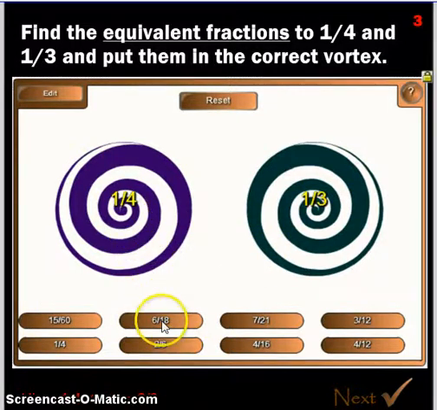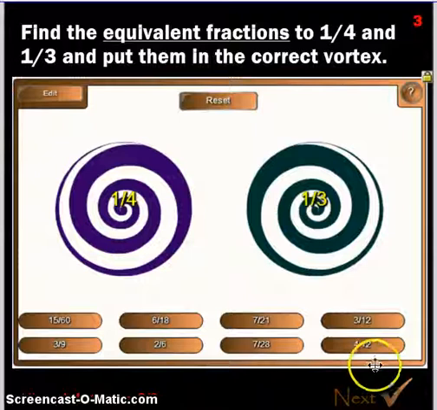For 1/4, say I dragged 2/6 by accident. Incorrect answers would be spun out and spit back to where they started. When students are all done dragging and sorting the equivalent fractions, they may click the next button. There's also a hint at the bottom that shows how to find equivalent fractions, where the top and the bottom, or the numerator and denominator, both need to be multiplied.